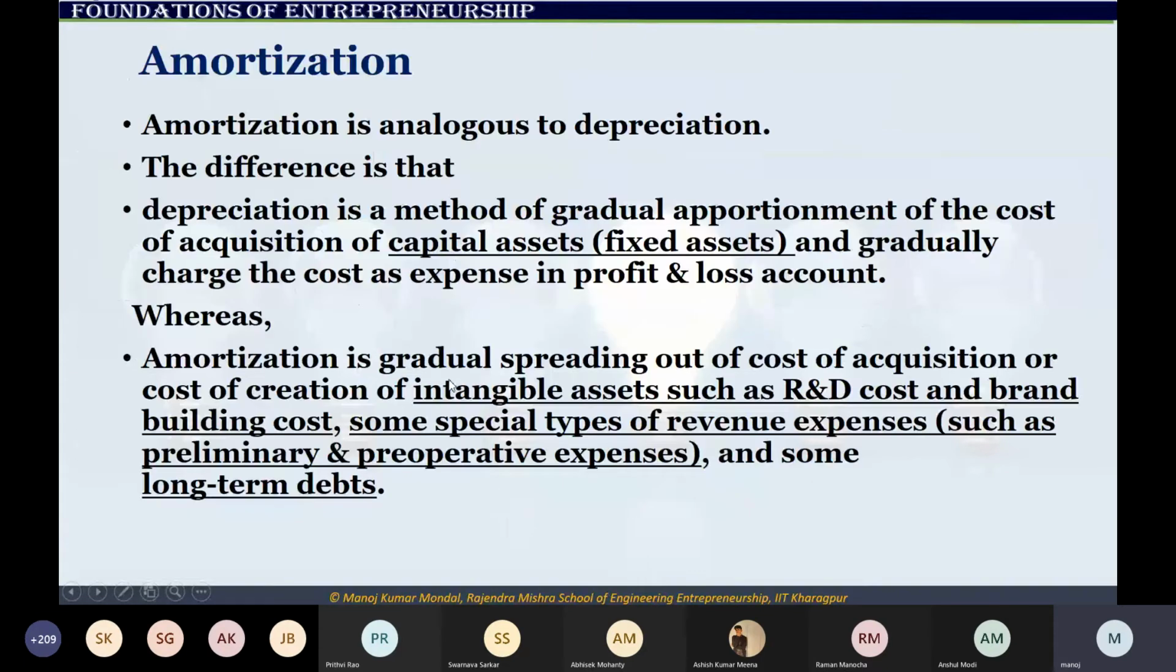That is it. Amortization is exactly like depreciation, but for a different kind of assets. Depreciation is applied on fixed assets which are not used up over a period of 1 year. You use it up over a period of more than 1 year. So you have to understand the distinction between a fixed asset or depreciable asset and an amortizable asset.